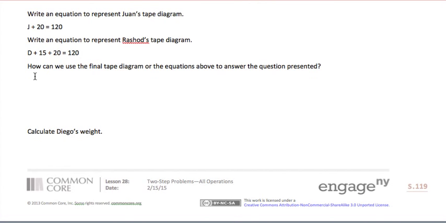So by combining 15 and 20 from Rashad's equation, we can use our knowledge of addition identities to determine Diego's weight. D plus 35 equals 120. And so when we calculate Diego's weight, we would subtract 35 from both sides. And we find that Diego's weight is 85 pounds.